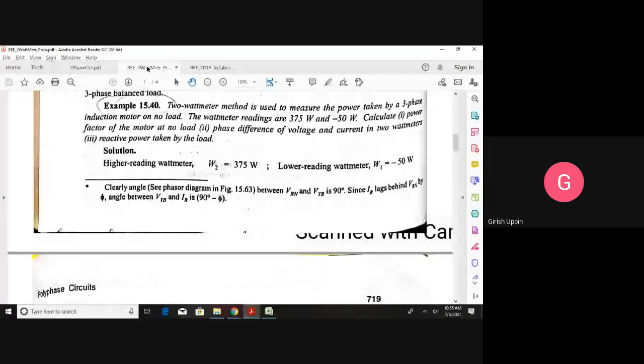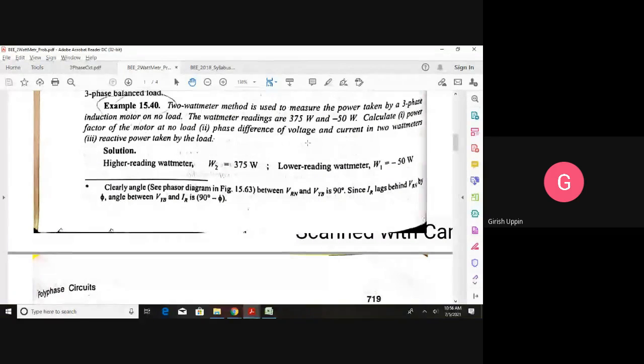So you can see here, example: the 2 wattmeter method is used to measure the power taken by a 3-phase induction motor on no load. The wattmeter readings are 375 watt and minus 50 watt. Calculate first, the power factor of the motor at no load. Second, the phase difference of voltage and current in the 2 wattmeters. Third, the reactive power taken by the load.